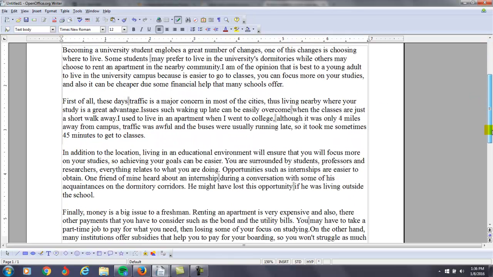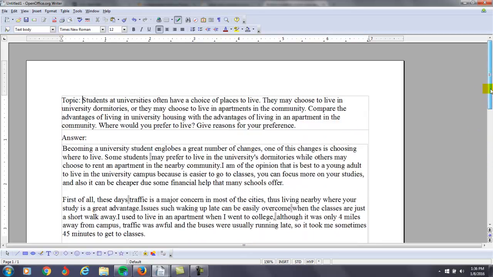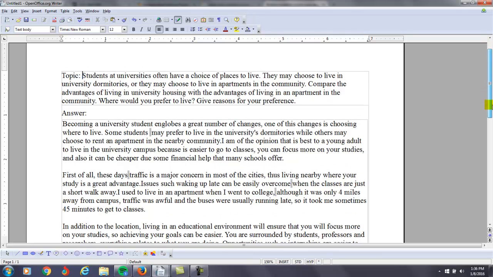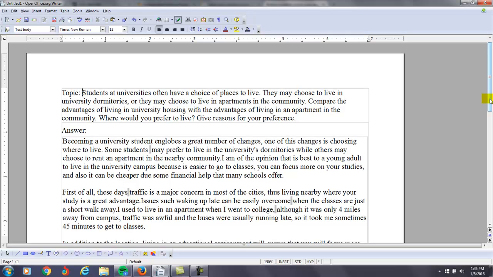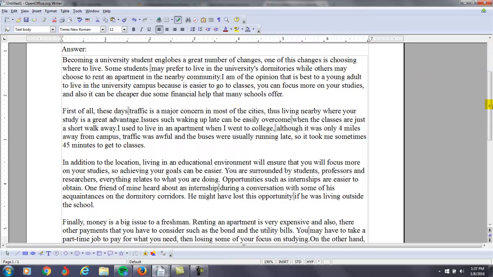Okay, so I just looked at your essay and we got big trouble. Now, the main thing here is I want you to restructure the essay, and then I will error correct it, but there's no point in me really error correcting the essay because you didn't really focus around the question. This is the part you left out here. You talked about where you prefer to live, but you didn't really compare the advantages of living in university housing with the advantages of living in an apartment. So let's take a look.